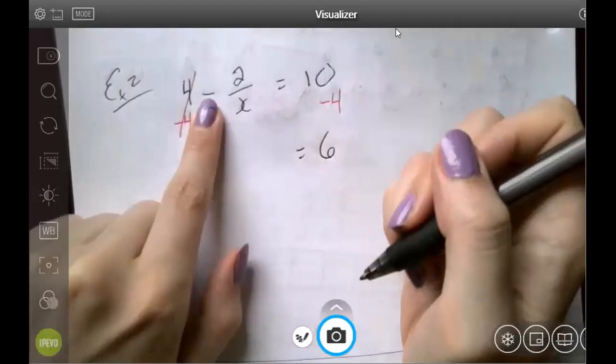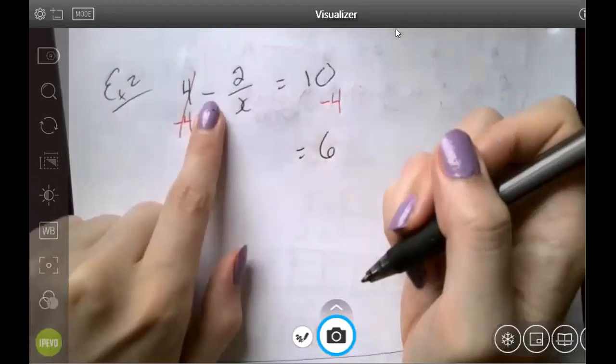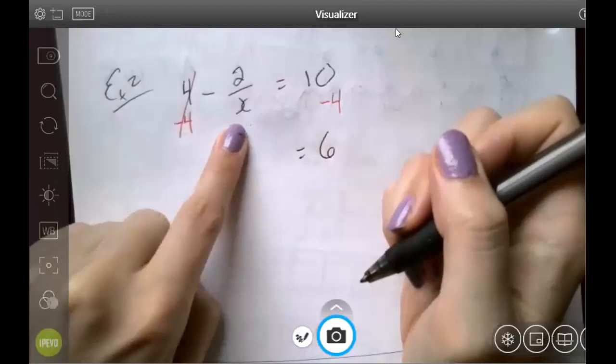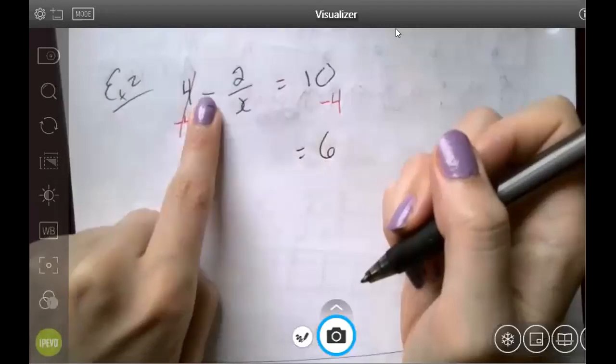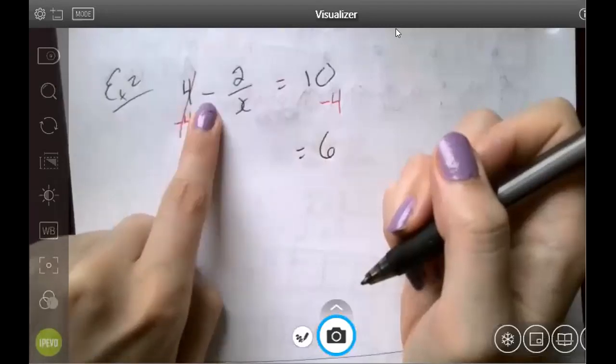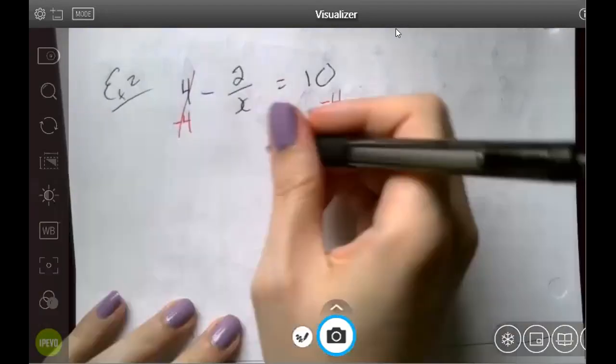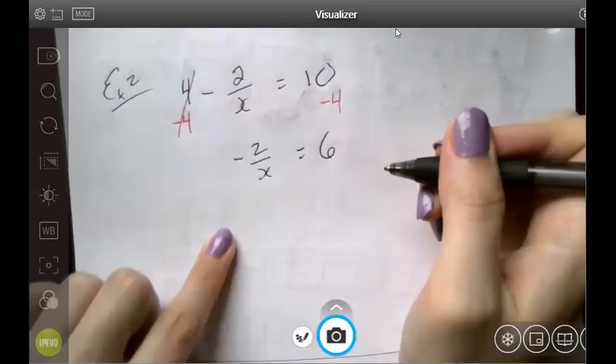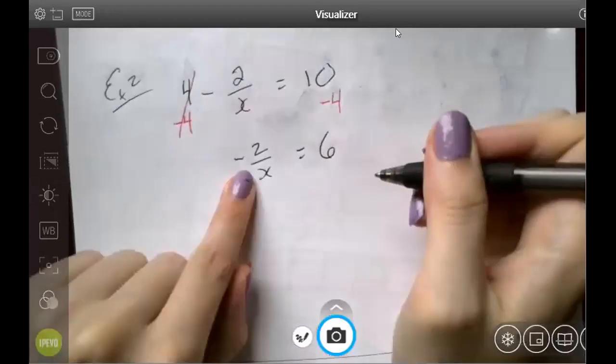gone anywhere. It didn't get canceled out. Signs always go with whatever is behind them. So in this case, the 2 over the x. They don't go with whatever's in front of them. So this minus sign did not go with the 4, it stayed with the 2x. So I have negative 2 over x. This went from being a minus sign to a negative sign.